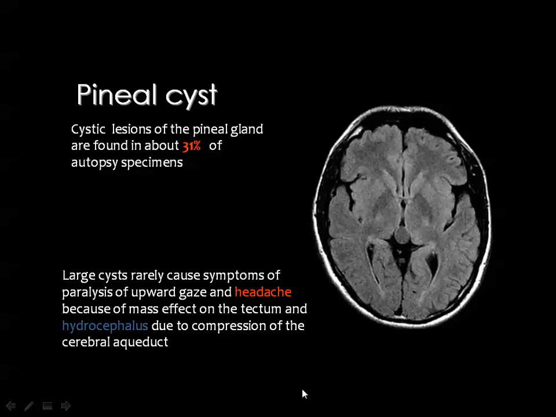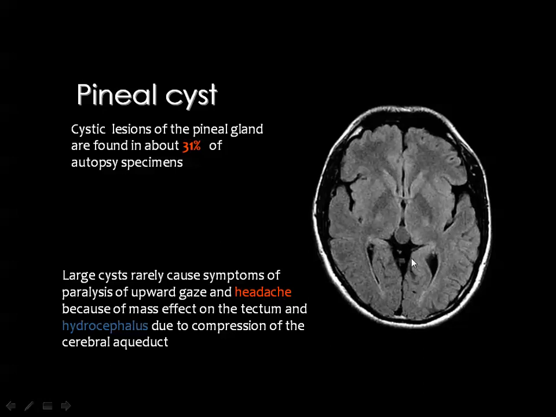Then we came to the pineal cyst, which in most cases is an incidental finding. It is usually found in post-mortem cases, and this is the incidence. It's actually a very high incidence in autopsy specimens. This cyst is usually small, is located in the region of the pineal body within the quadrigeminal cistern.